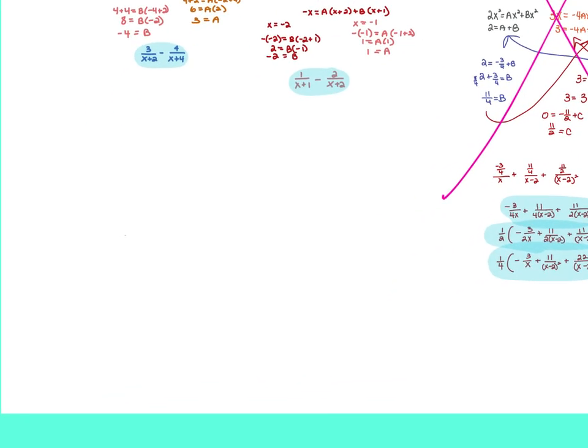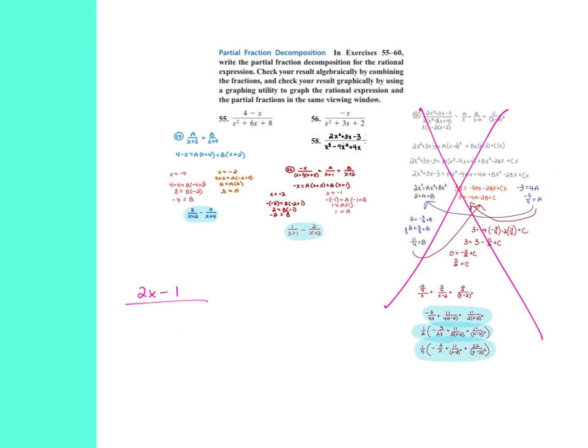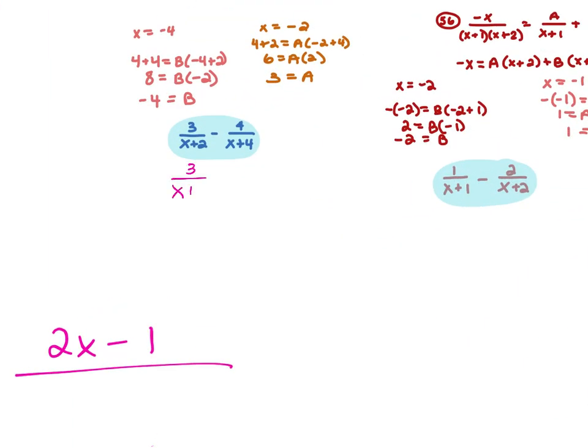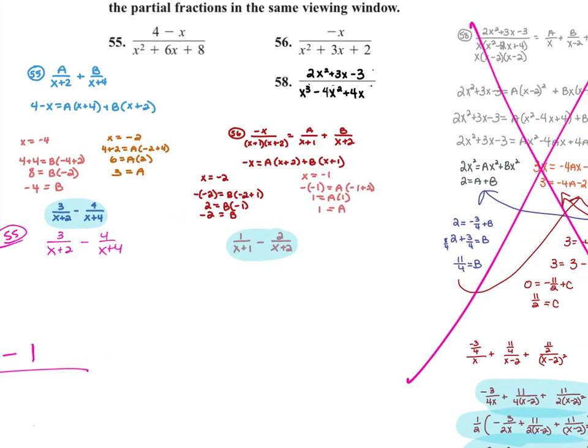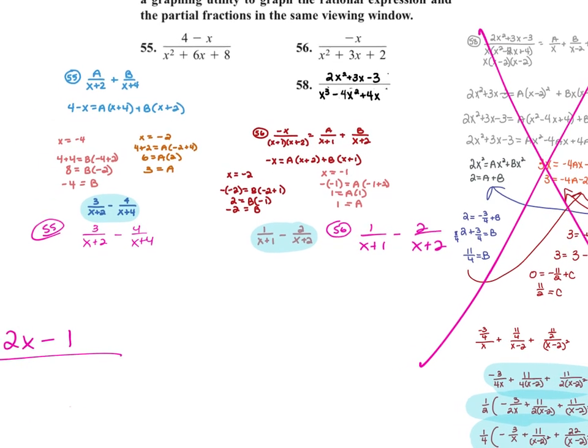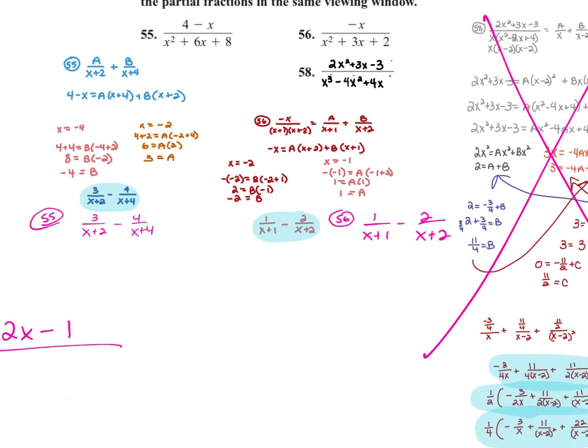So if my denominator, let's say I had 2x minus 1 equals, I don't need you to see that work though. That is what I want you to see. So I think we're okay. It's blurry, but this is 3x plus 2 minus 4x plus 4. That's the answer to number 55. And then 56, the answer is 1 over x plus 1 minus 2 over x plus 2. What I have open right now is also posted on Canvas. But again, don't worry about the repeated factor.